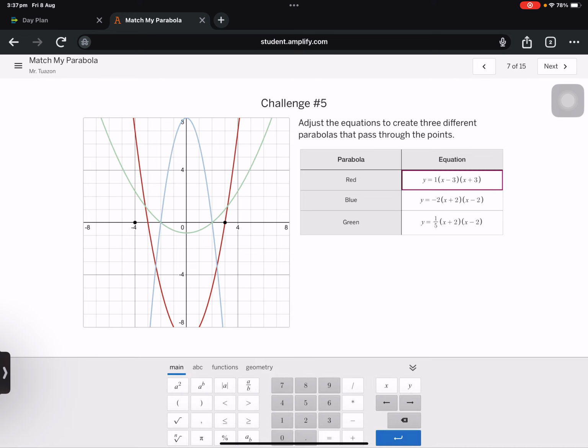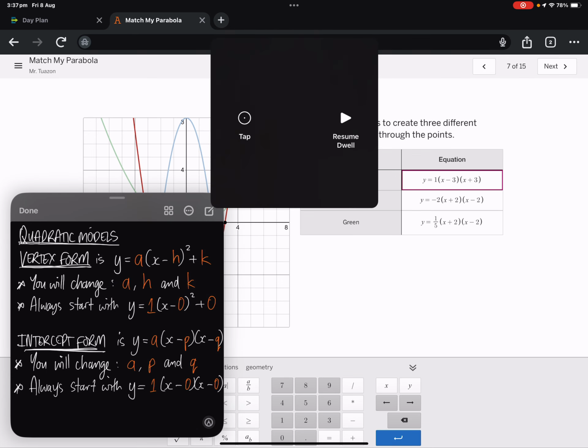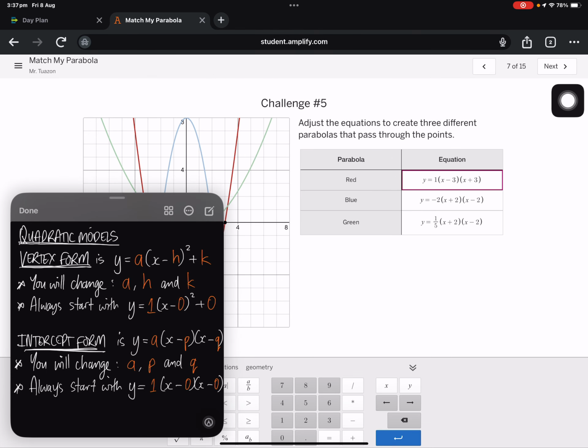This form of quadratic, it looks like these p's and q's, when you adjust them, that tells you where the graph is going to cut the x-axis.